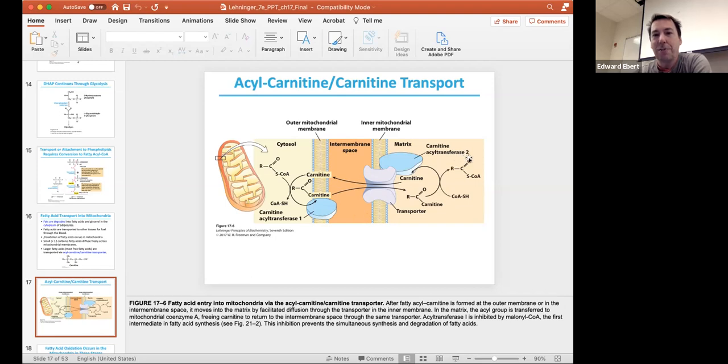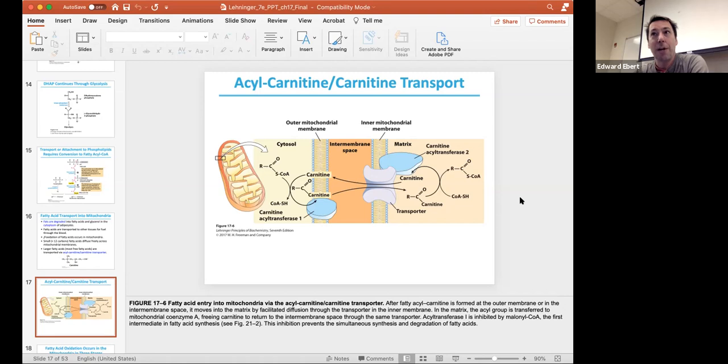And then our acyltransferase 2, I guess you can think of as 1 is the first one it goes through, and 2 is the second one it goes through. And their mechanisms are a little bit different. The neat thing that we'll see is that acyltransferase is inhibited by malonyl-CoA. All right.